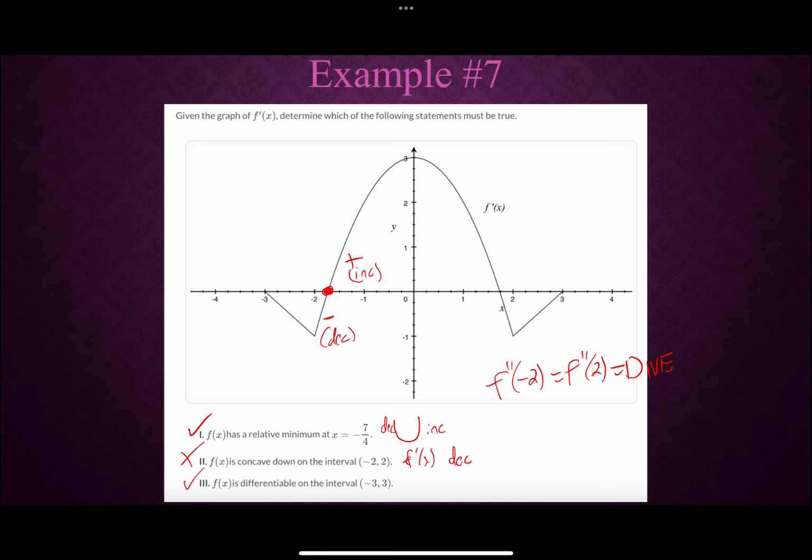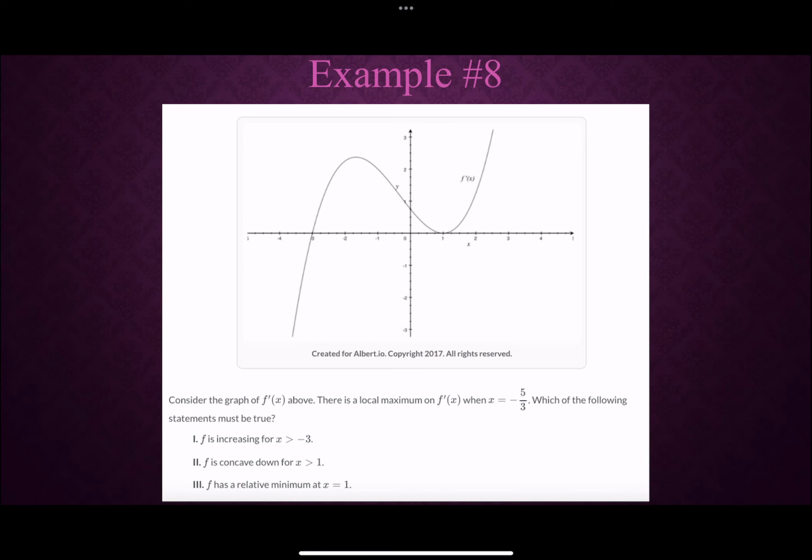All right, let's do one more. So they're giving, again, the graph of the derivative. They tell us there's a local max at -5/3. That's just so that we know exactly where that max point is occurring. When it's ambiguous, they'll let us know. Are we increasing from -3 on? Again, we increase when the first derivative is positive. Is the first derivative positive from -3 on to +infinity?